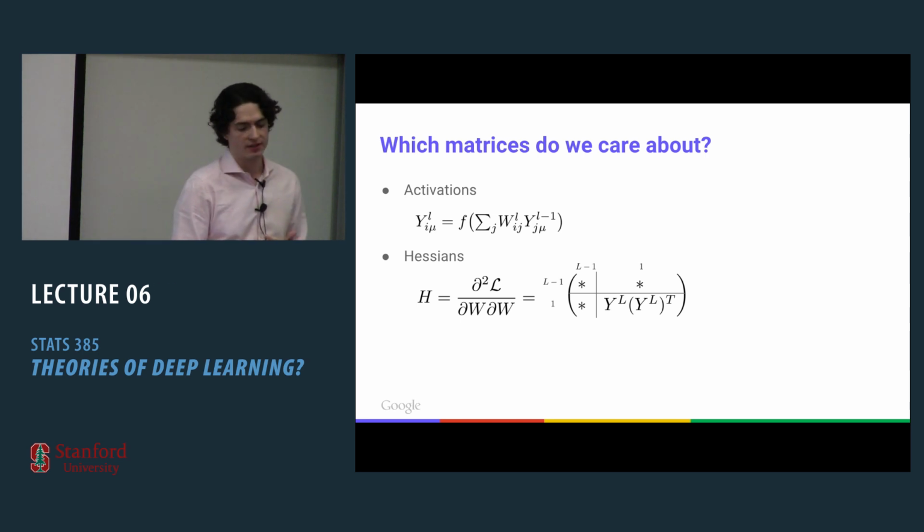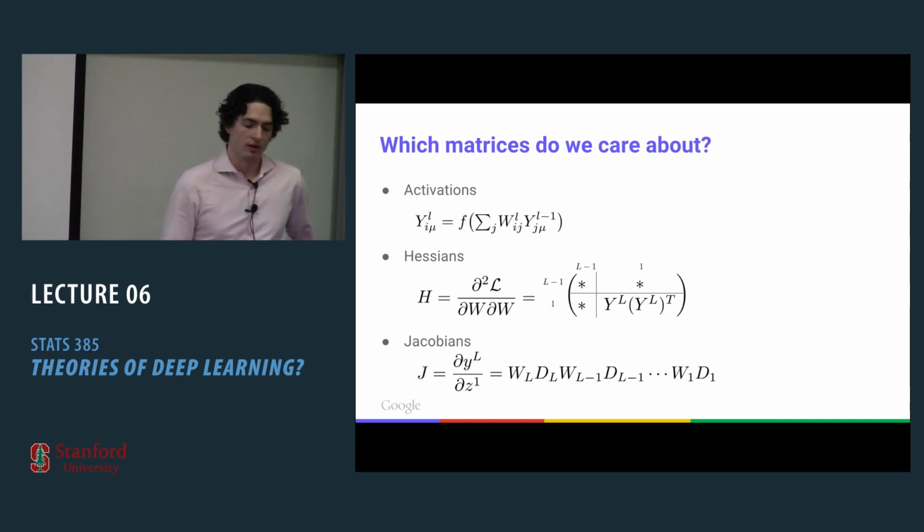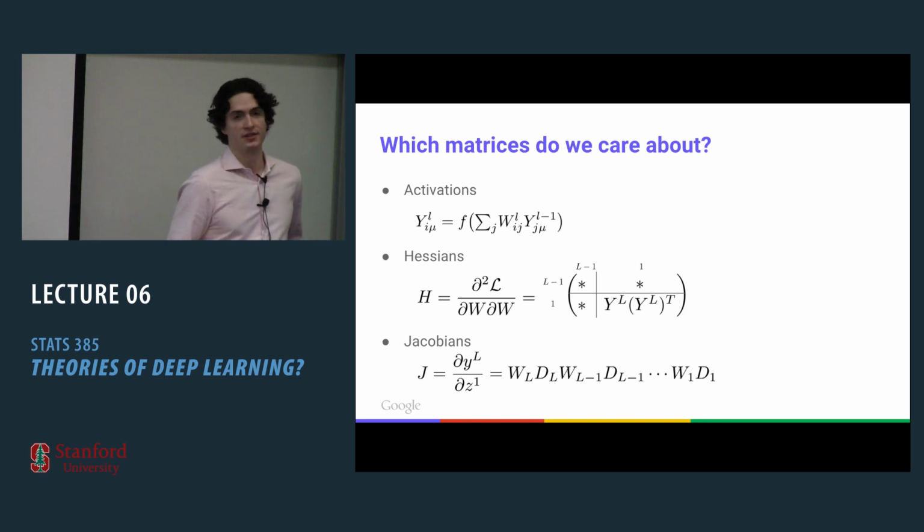So we see again the activation matrix appearing now in the context of the Hessian, which I'll, if I have time, come back to. And another set of matrices that I'll discuss today are the Jacobian matrices, derivatives of the output of the network, y^L, with respect to the input, z^1. So this is the input-output Jacobian matrix.